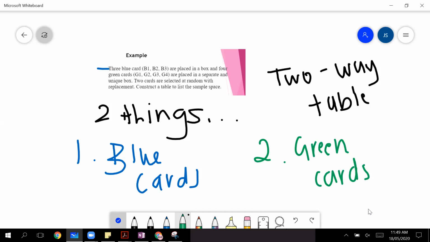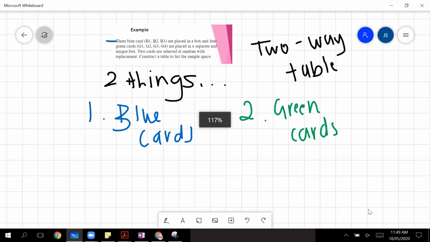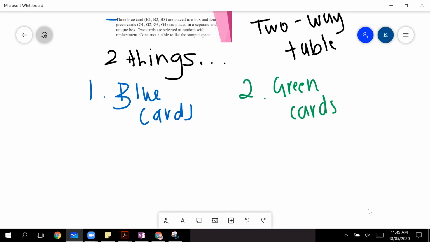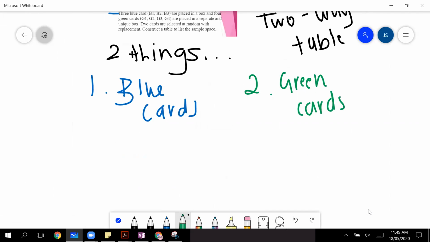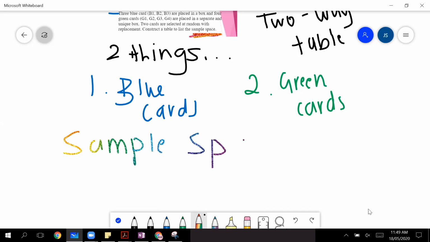Now, what do we actually have to do? So 2 cards are selected at random with replacement. Construct a table to list the sample space. The big thing I want you to understand here is sample space. When we talk about sample space, remember, you're telling me the possibility of getting something, like all the outcomes. What can you possibly get from this experiment?